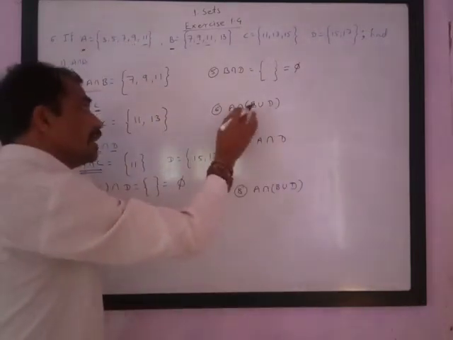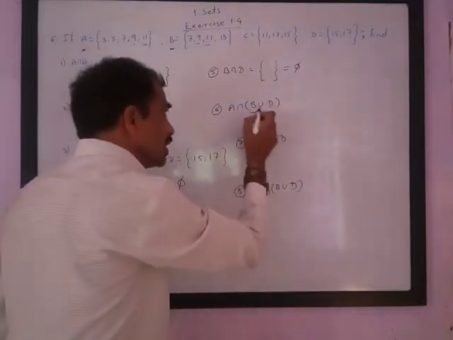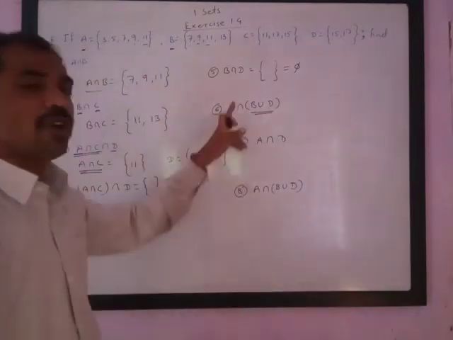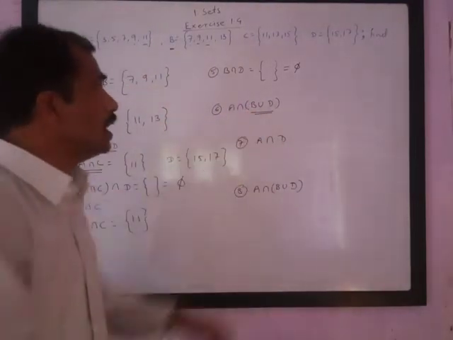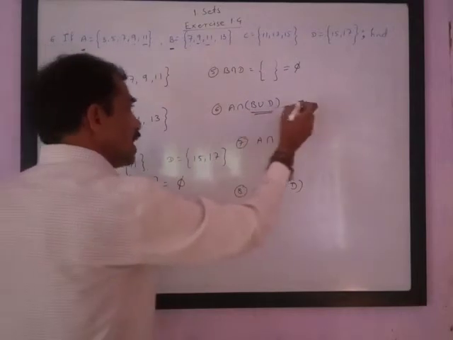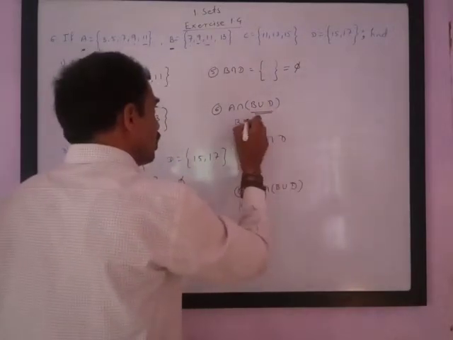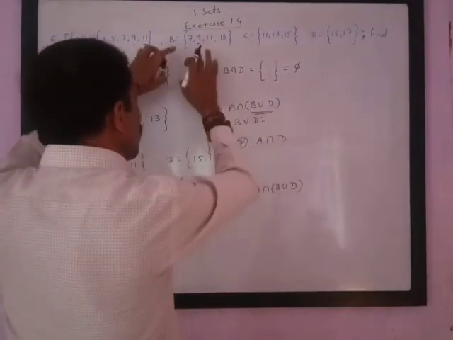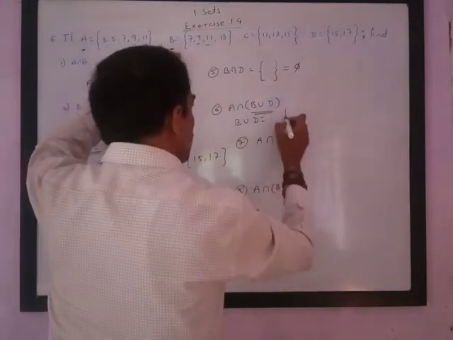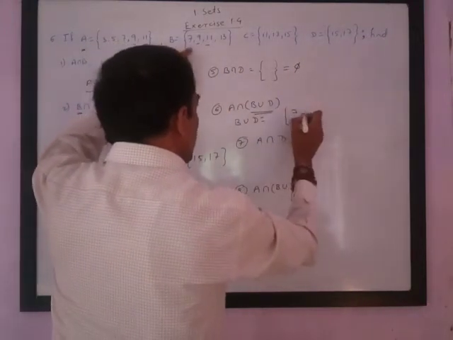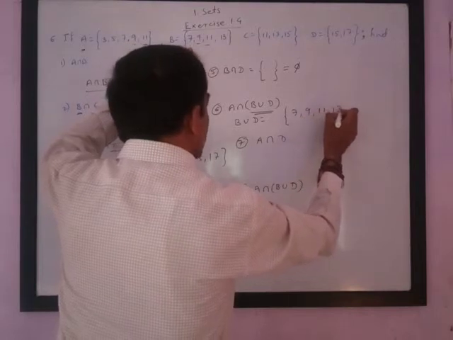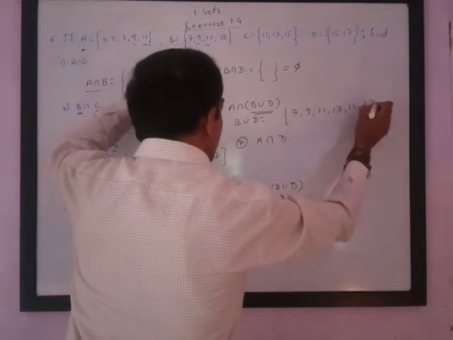Next is A intersection, B union D. Please understand this is B union D. So for this we will need B union D. B union D means the set of all the elements of set B and set D. So B union D is equal to the set of 7, 9, 11, 13, 15 and 17.